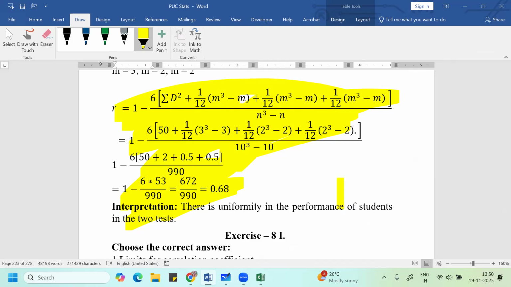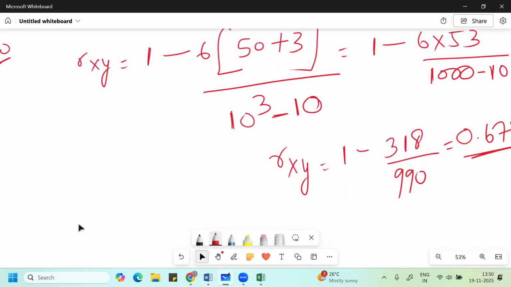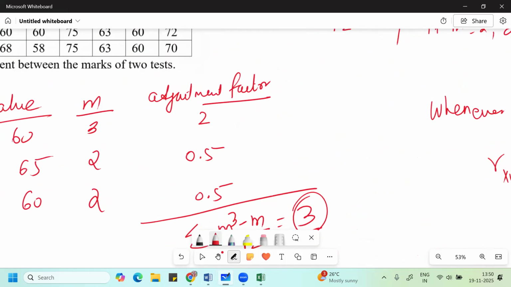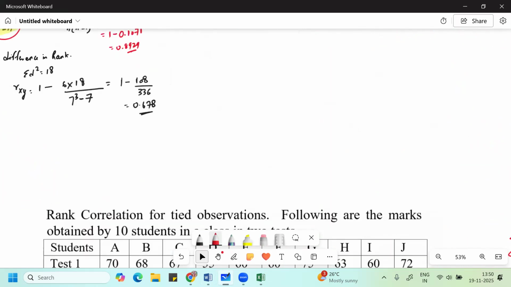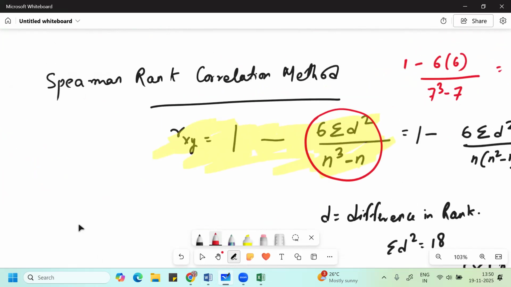So I hope you have understood this concept. So this is about the Spearman rank correlation method, and how to do the numericals based on it, which I have discussed in this class.